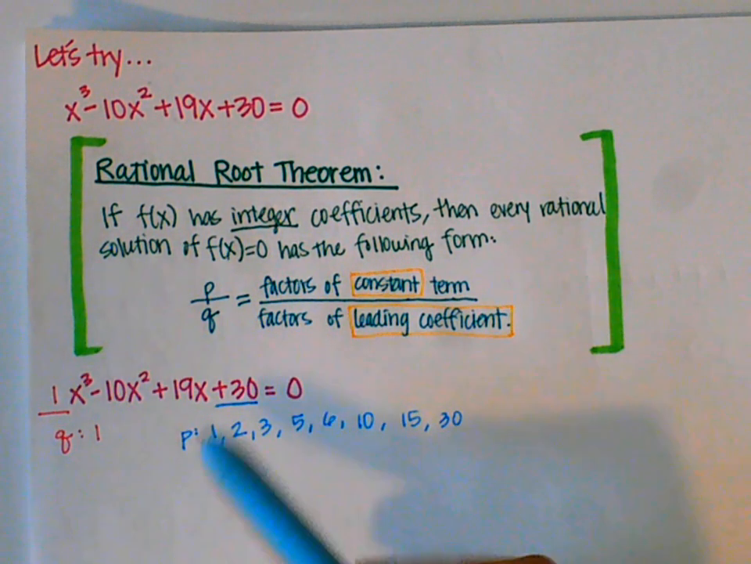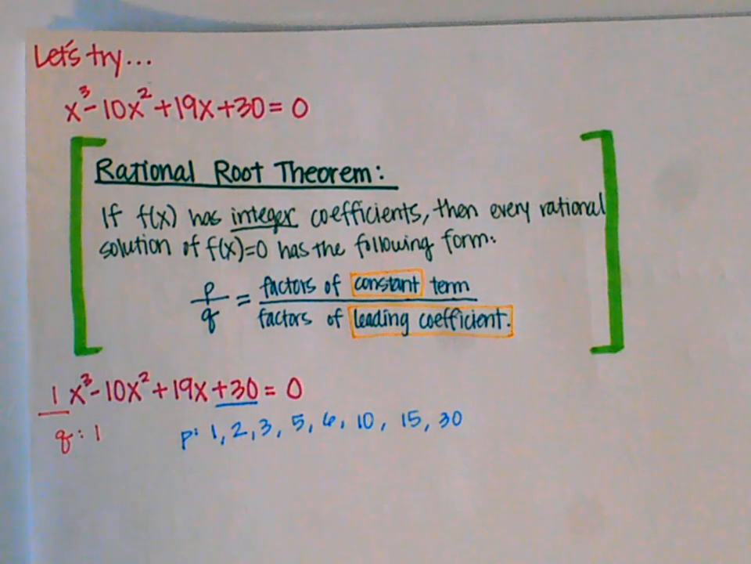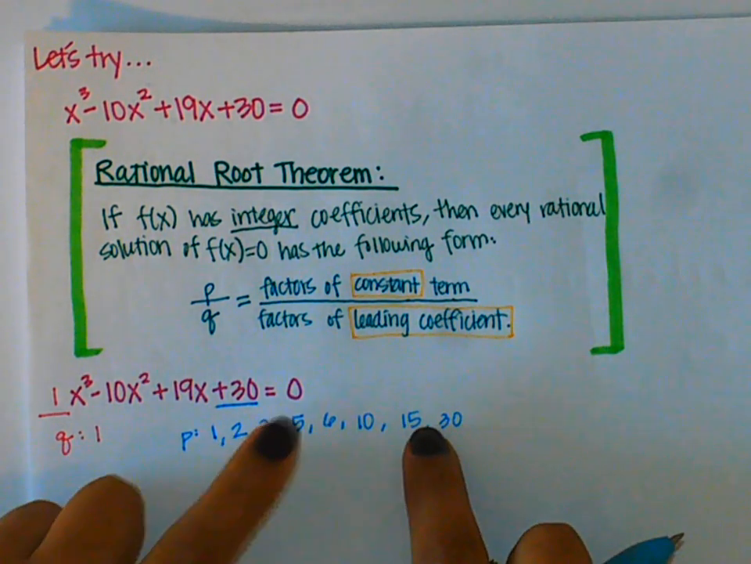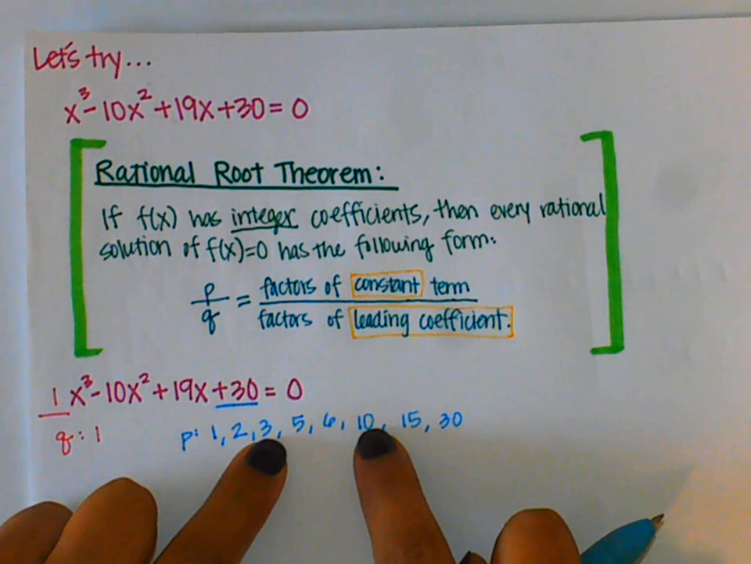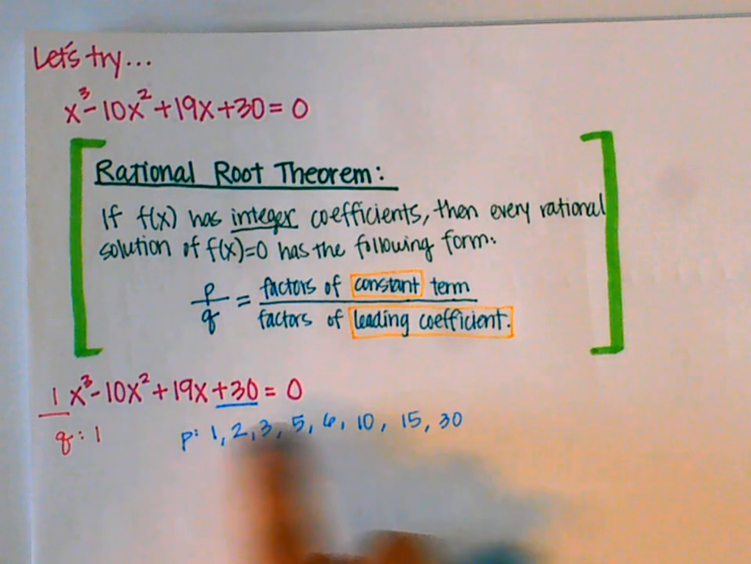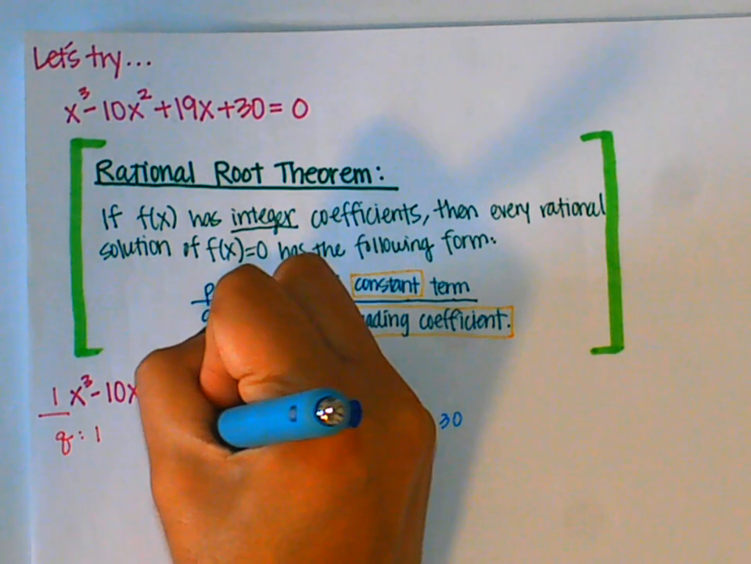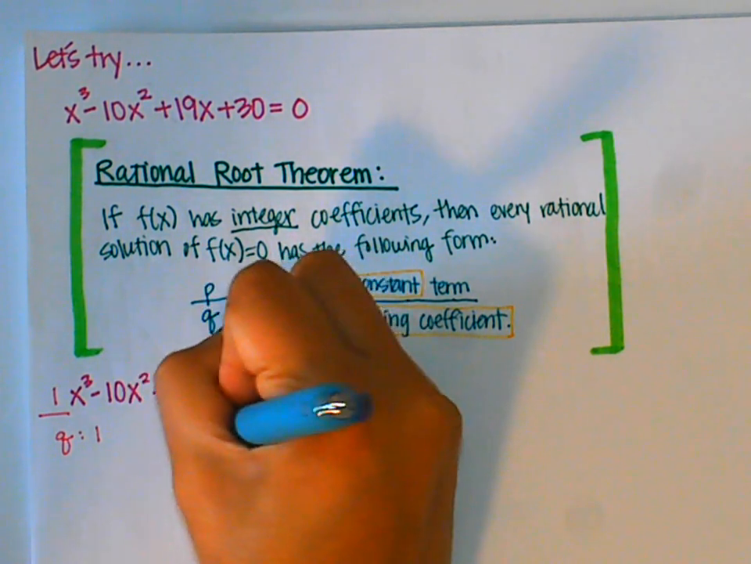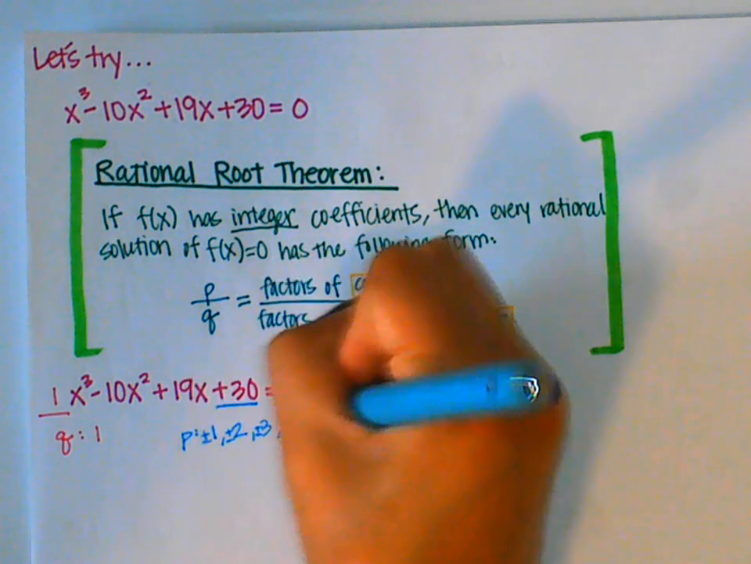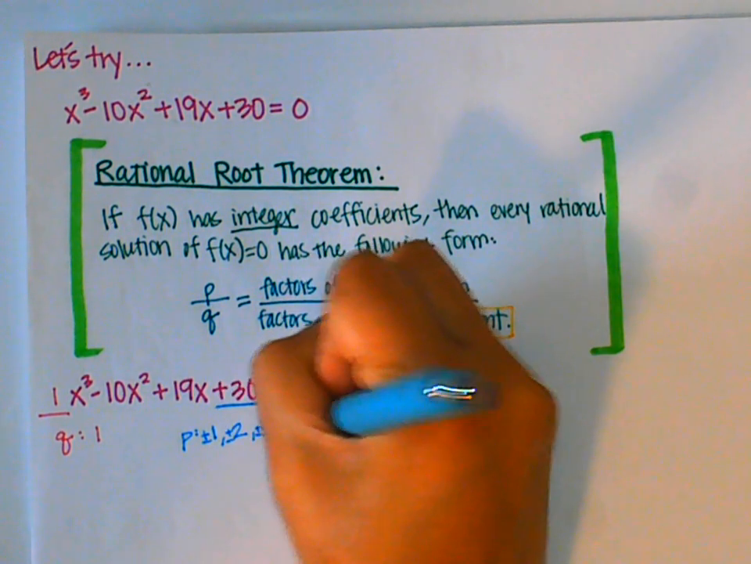Okay, so I know that 1 times 30 gives me 30, but also if I did -1 times -30, I would get +30. If I did -2 and -15, I would get +30. If I did -3 and -10, I would get +30. So for each one of these, I have to bring in a plus and minus. And this is where it gets really long.